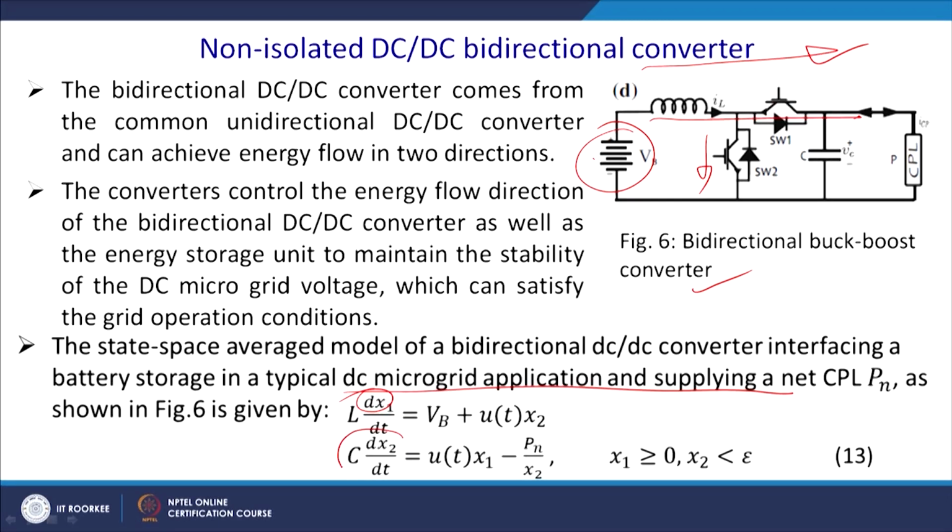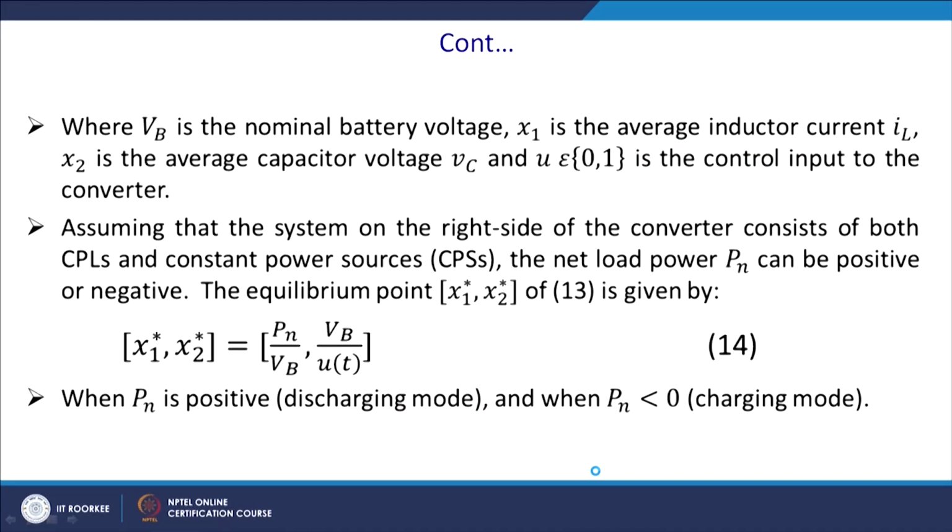Similarly, C dV dt is written as C dx 2 dt equals U t into x 1 minus P n by x 2. The same conditions hold, where V b is the nominal battery voltage, x 1 is the average inductor current I L, x 2 is the average capacitor voltage V c, and U is the control input to the converter.